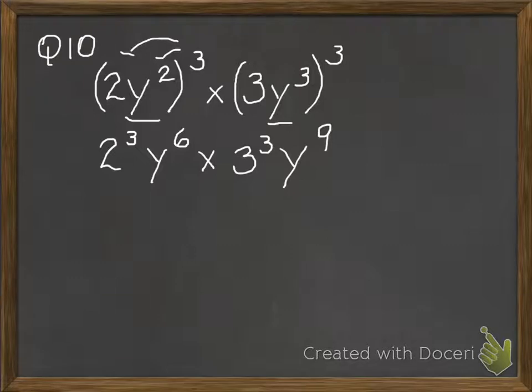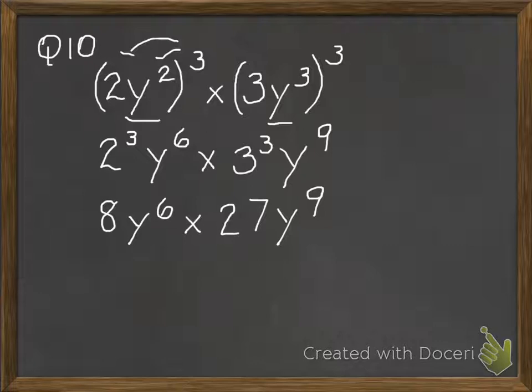Now we evaluate 2 to the power of 3. That's 2 times 2 times 2, which is 8. Y to the 6th times 3 times 3 times 3 is 27. Y to the power of 9. Now, note, we have two y bases multiplying together. Same base, multiplying. Going back to the first question we did, we apply the product rule, which says b to the power of m times b to the power of n is b to the power of m plus n. So when we multiply like bases, we add the exponents.